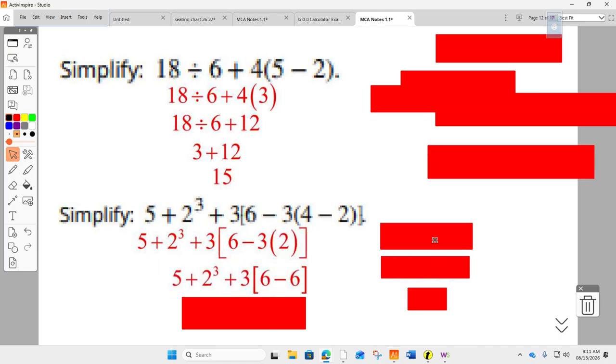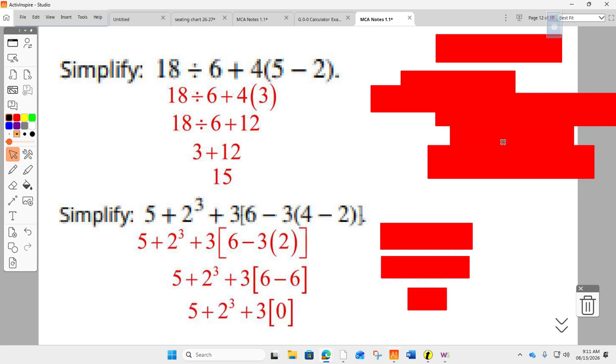Then we have to do the subtraction within there. And we all know that 3 times 0 is 0, but that's the next step. Now, finally, we're through with all the grouping symbol expressions or terms. So now we can do the exponent.